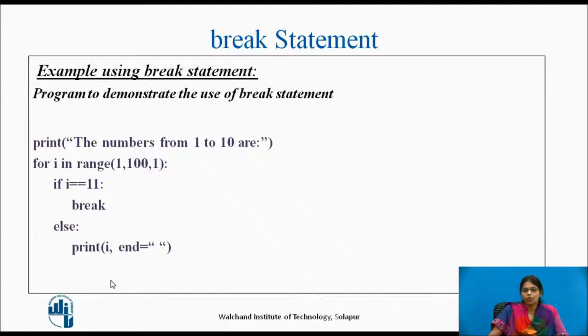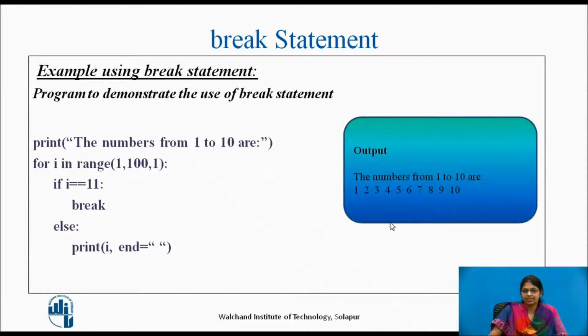So this will be in a loop till I becomes equal to 10. When I becomes equal to 11, then the break statement is executed and it will come out of the loop. So our output is provided here. So for this program, the output is the numbers printed from 1 to 10.